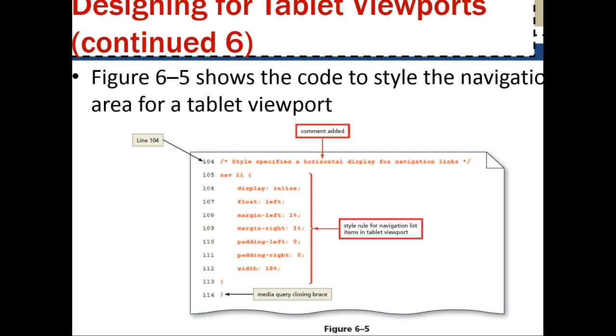And why do we use 18% for the width? We want the navigation links to be equally distributed across the navigation area. Because the navigation area is set to 100%, and there are 5 navigation links, we divide 100 by 5, which becomes 20%. Then we subtract the margin. We had 1% for left and 1% for right, and then you get 18%. That's why you put the width at 18%.